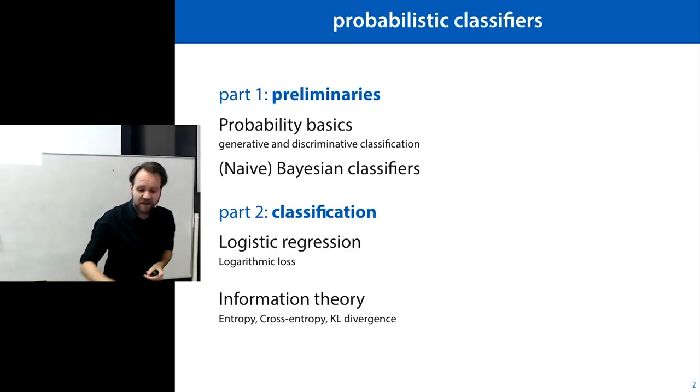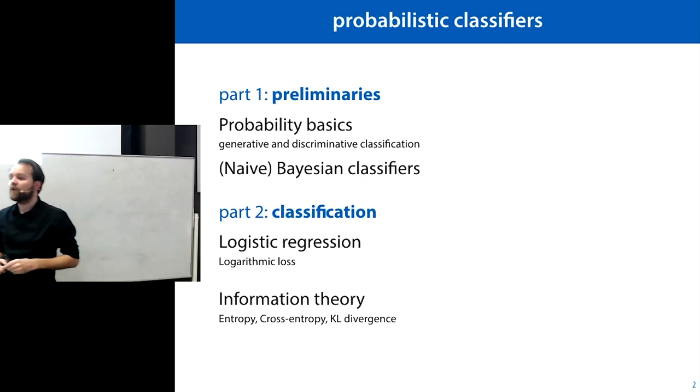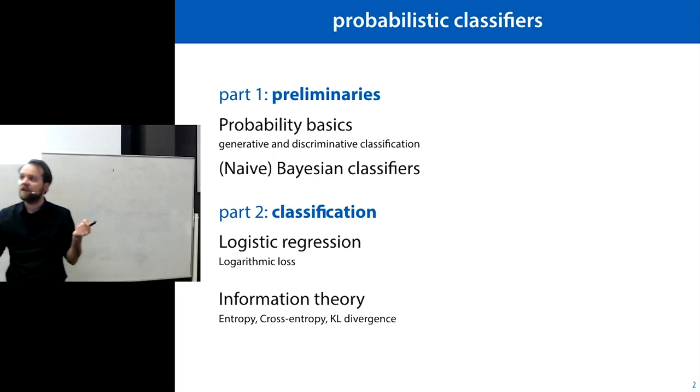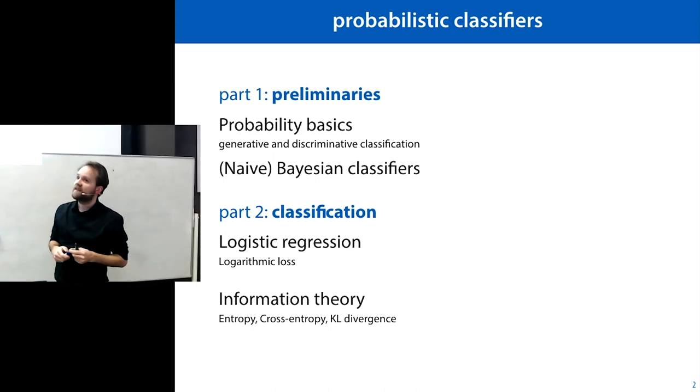We have a lot to discuss today, so I will try and get to the point as quickly and as much as possible. Today we're going to talk about the role of probability in machine learning, and we're going to focus on how to do classification using probability as a tool.